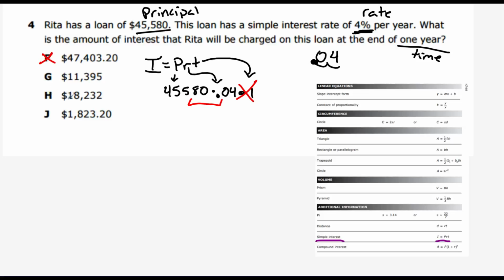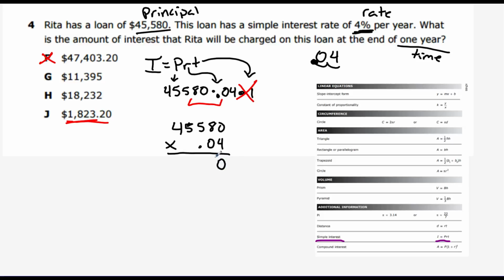And I don't think it's going to be 18,000 or 11,000, so I'm betting it's going to be the smallest of the 4. But let's find out. This isn't as obvious, so let's do this math. 4,5,5,8,0.04. And this actually isn't too bad. We only have to multiply by one number.